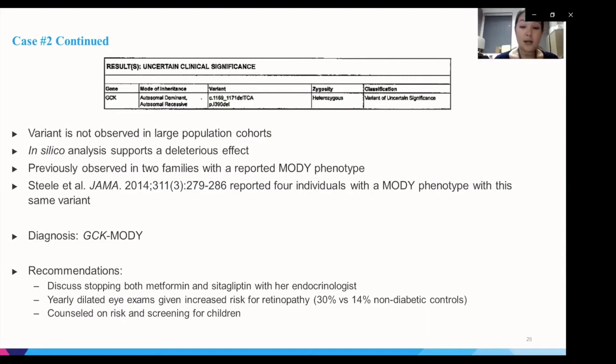In one study, they did see that 30% of GCK MODY patients had retinopathy compared to 14% of non-diabetic controls. So we recommended that she continue yearly dilated eye exams to surveil her for retinopathy. And of course, we counseled her on the risk of passing this down to her children and gave her screening recommendations for them.